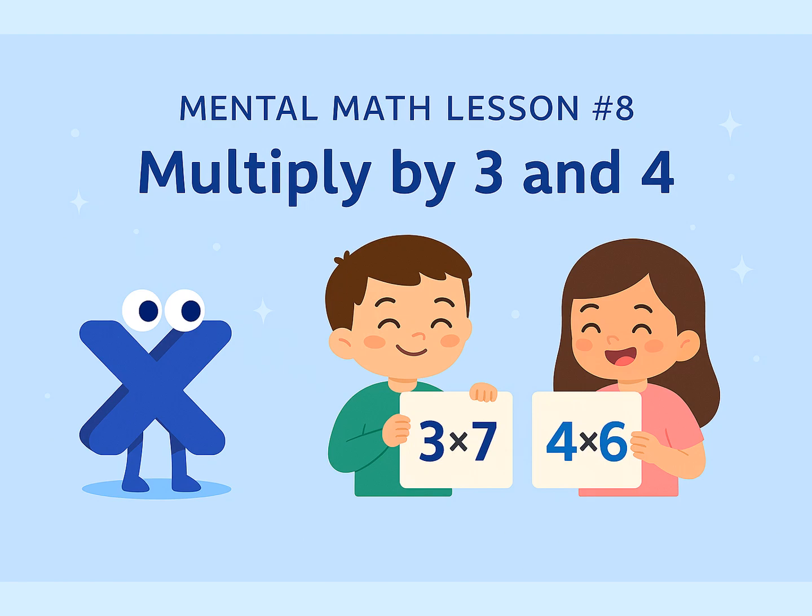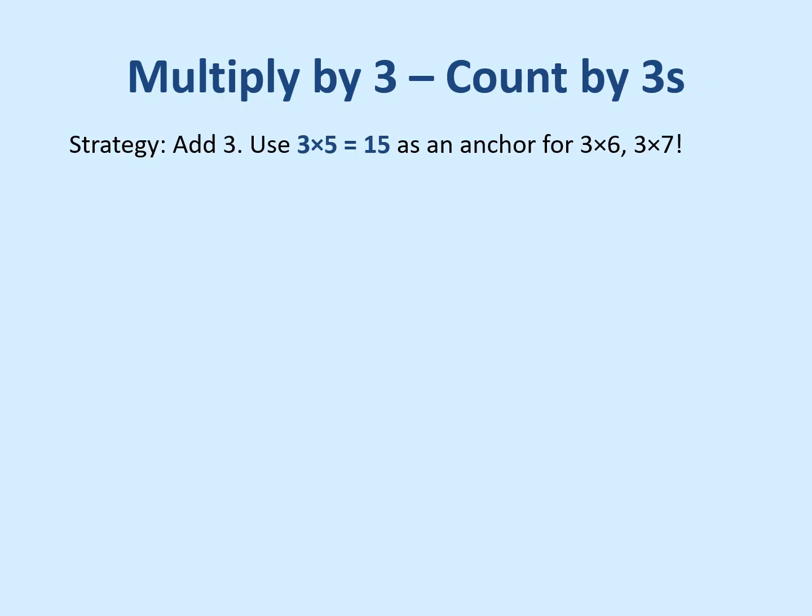Welcome to Mental Math lesson number 8. We're continuing our multiplication series now with 3s and 4s. Multiply by 3. So to start, we're going to count up by 3s. So the strategy we use here to memorize the 3s table is to add 3.